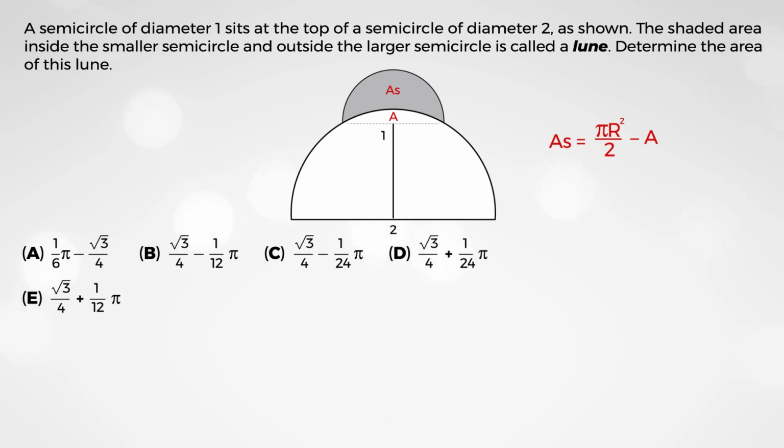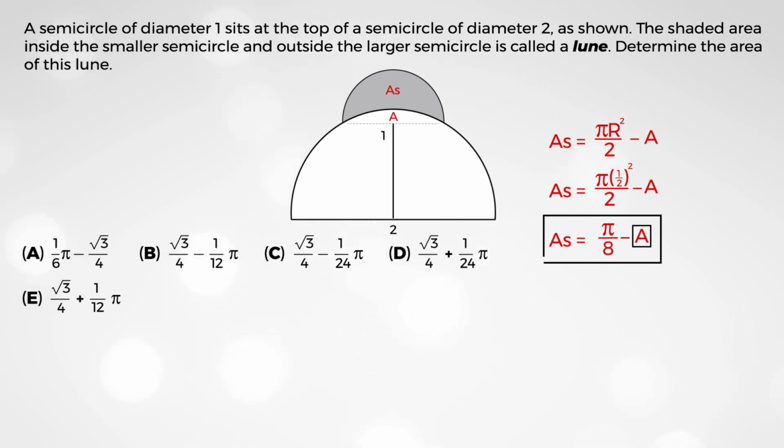Now pi r squared, we can do that pretty quickly. The radius is a half. Why? Because the diameter is 1, and the radius is always half the diameter. So we've got 1/2 squared divided by 2 minus that region A, and therefore this becomes 1/4 pi, and then divide by 2, we get pi over 8. So all I need to do now is concentrate on that region, and I'll be able to figure out AS.